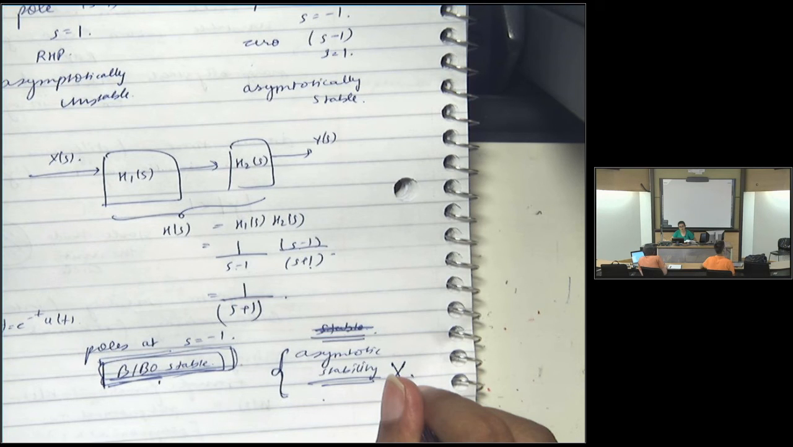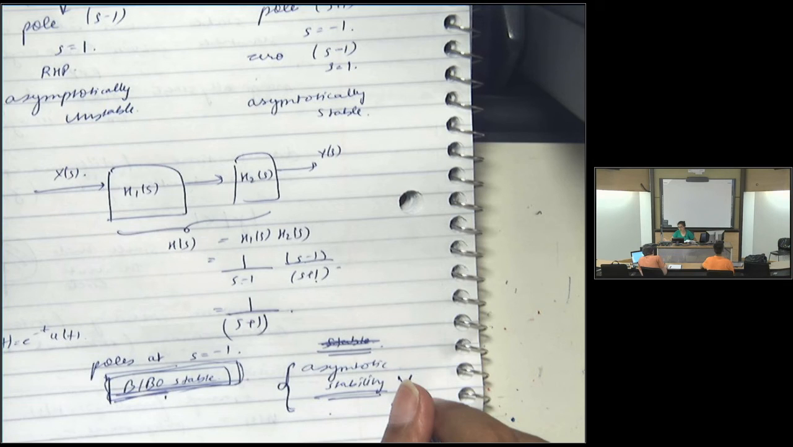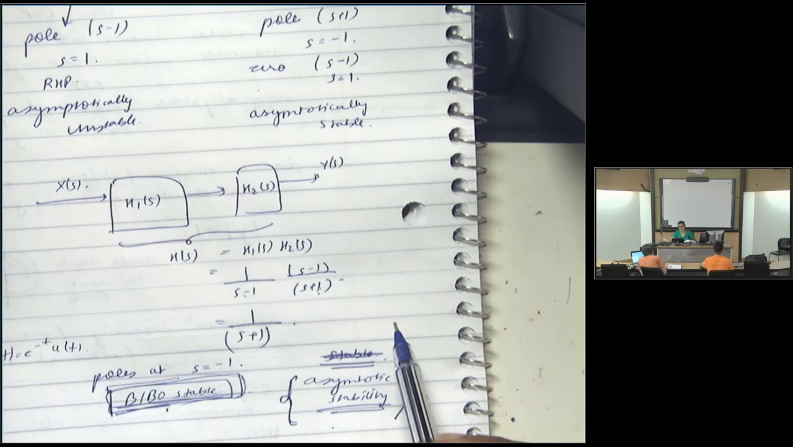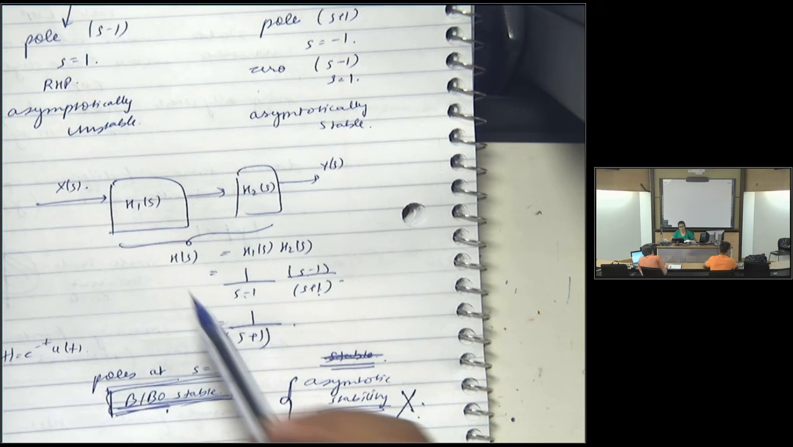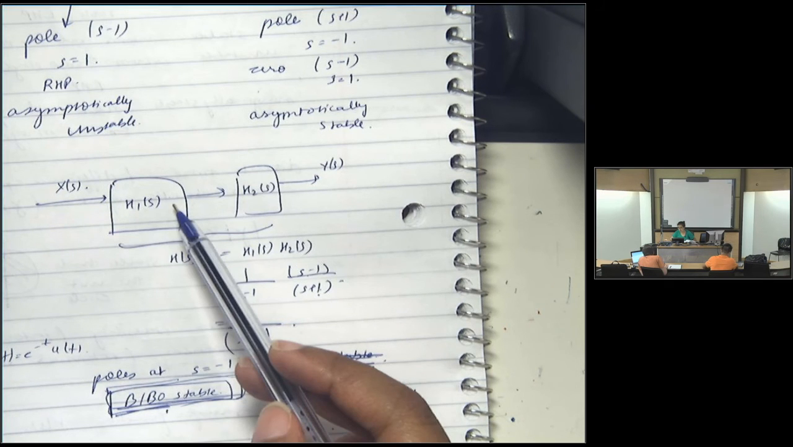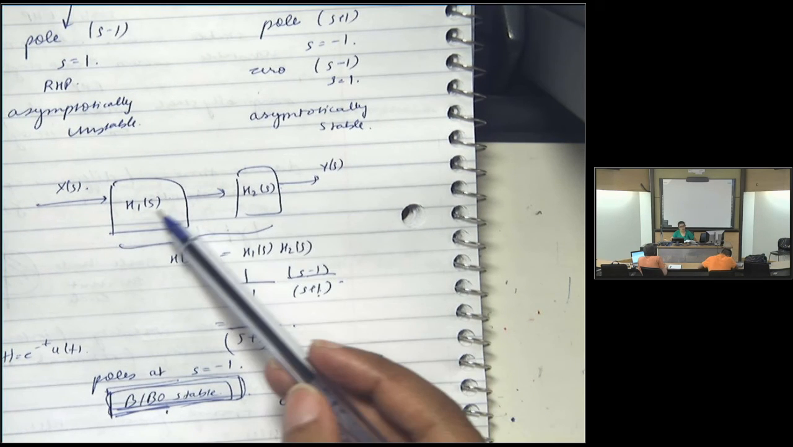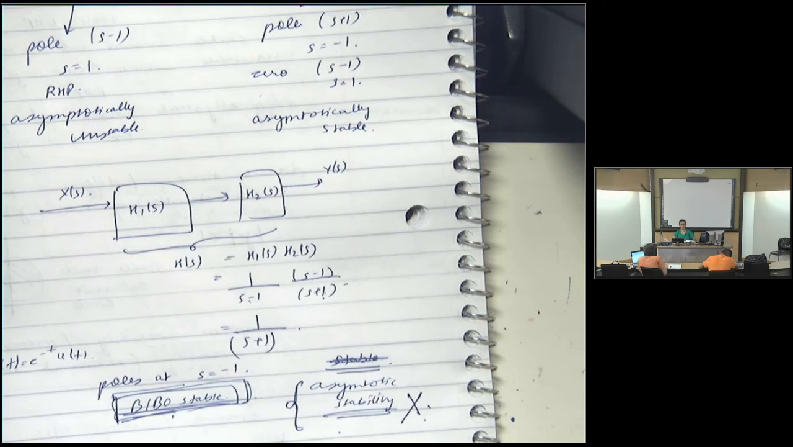Make sense? Because the poles are there, they've not vanished. Combined effect, I get a stable system, which is BIBO stable, but individually these systems are different, they're independent of each other. So this system can still go unstable internally. All right? Any questions till now?